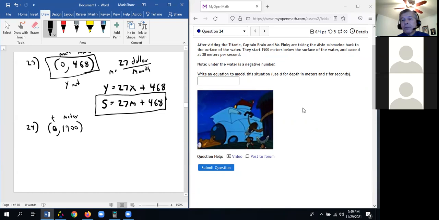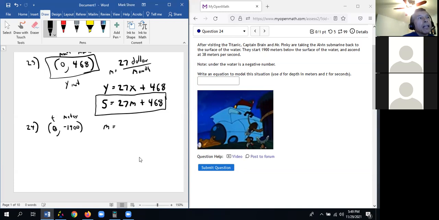So then they ascend 38 meters per second. Now, the only thing that gets me here is that they're 1900 meters below the surface. So since they're below the surface, I'm going to change that to a negative 1900. And then what are they doing? They're going up. They're ascending, going up 38 meters per second.